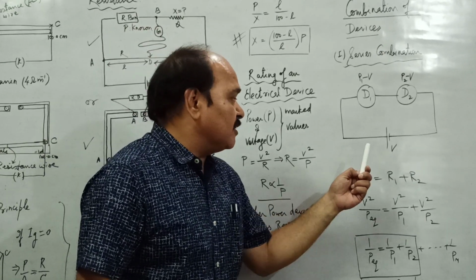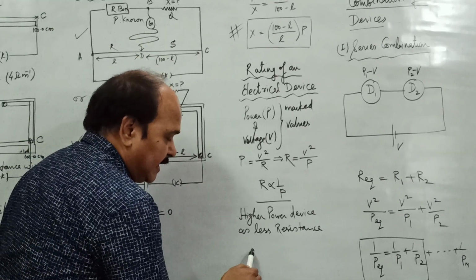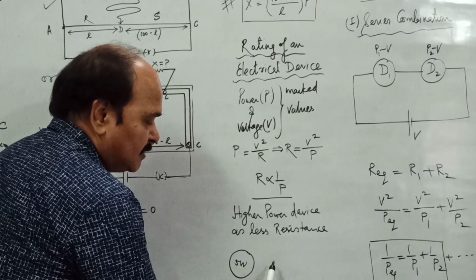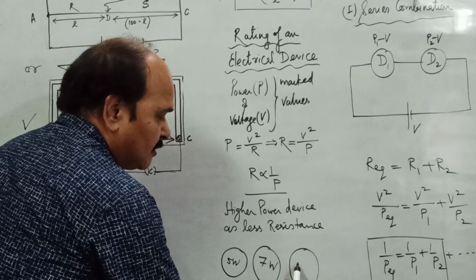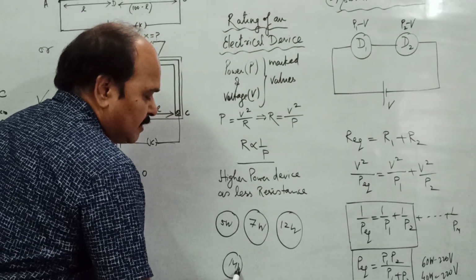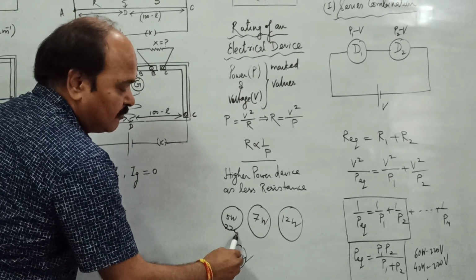So every device, you can recollect, like this is an electric bulb of 5 watt, this is an electric bulb of 7 watt, this is an electric bulb of 12 watt, 14 watt. So whatever may be the power of the device, over every device is written 220 volt.